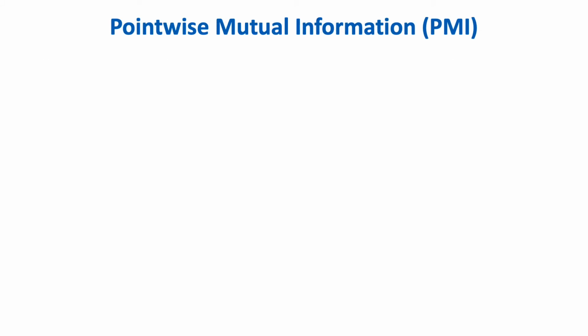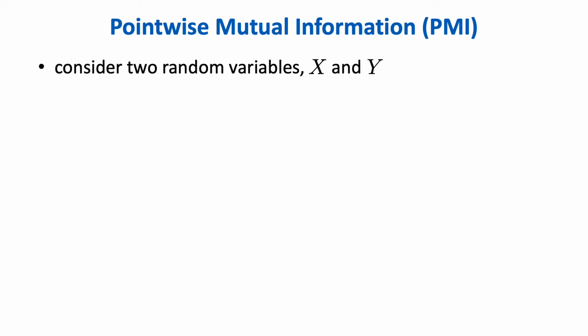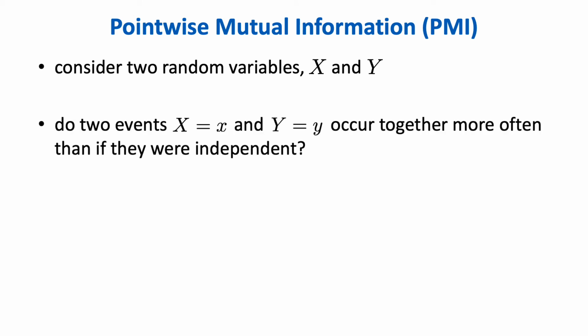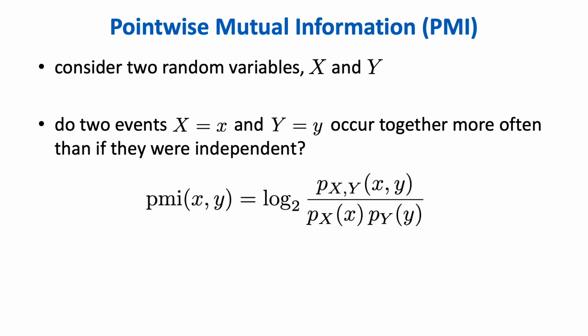Another way to improve over counts is to use pointwise mutual information, or PMI. If we have two random variables x and y, PMI can tell us if two events, or values for those random variables, co-occur more often than if those values were independent. It's defined as the log of the joint probability divided by the product of the marginal probabilities for the events. If the events are independent, the quotient is 1 and the log is 0. If PMI is positive, the events co-occur more often than expected by chance, and if it's negative, they co-occur less often than expected.